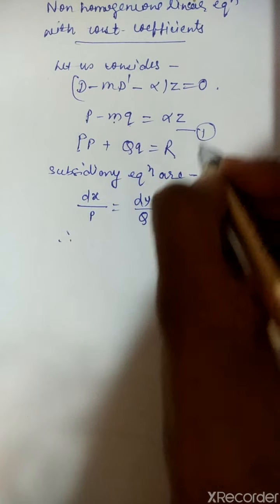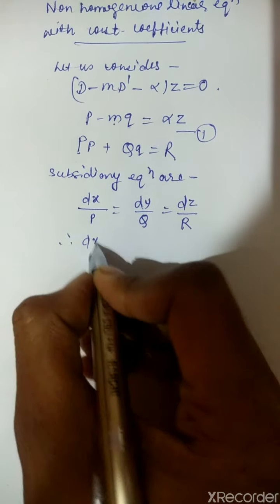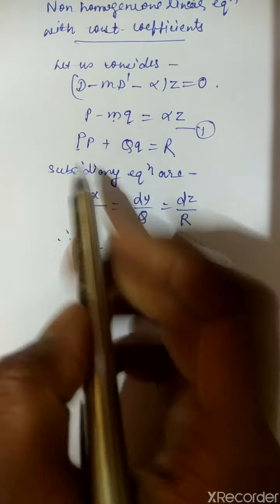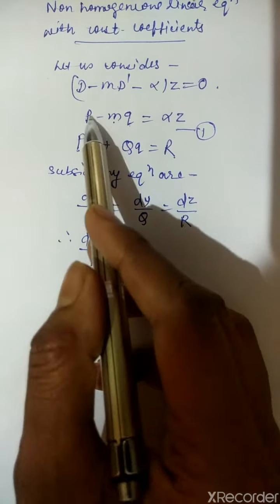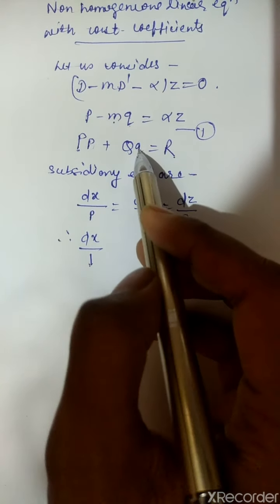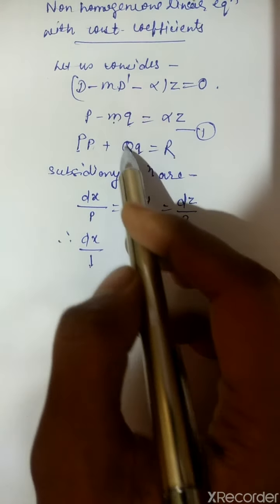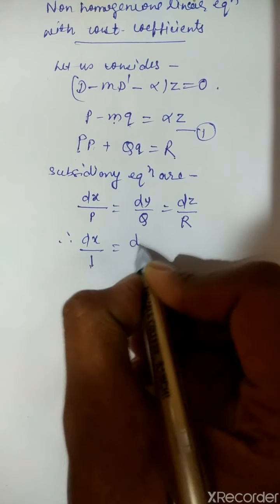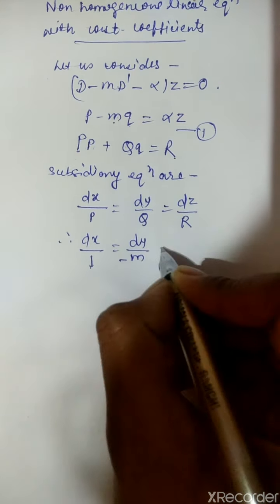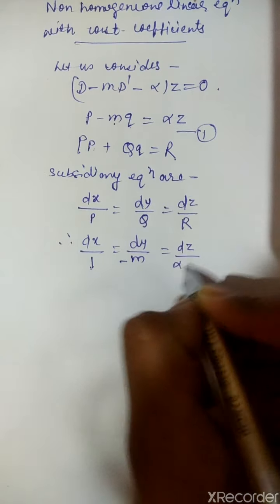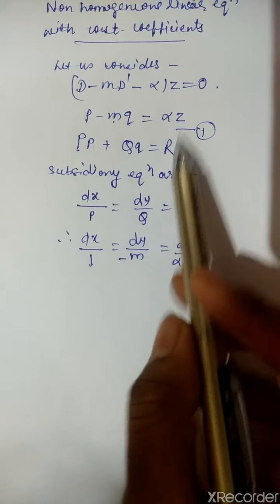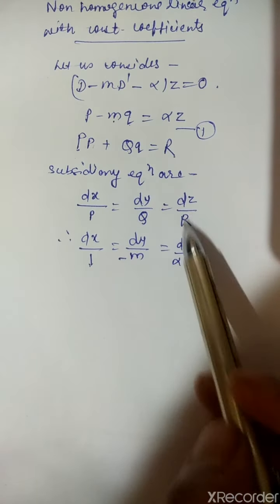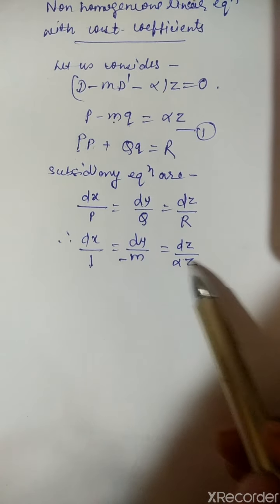So therefore, from equation 1, we can write this as dx divided by 1, because we have p, but here P is not given, so it is 1. Now Q is here, and capital Q is minus m, so this equals dy divided by minus m, and then dz divided by alpha z. Here in place of R we have alpha z, so we write dz divided by alpha z.